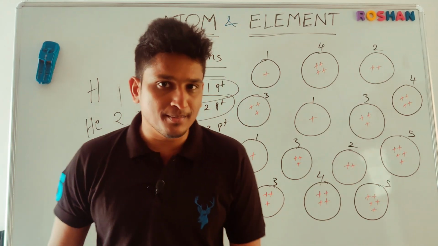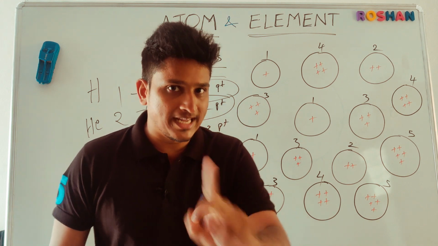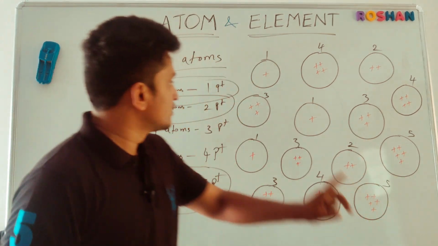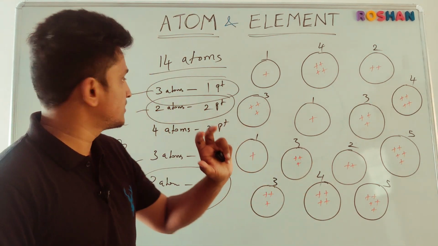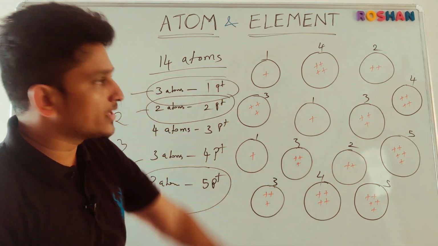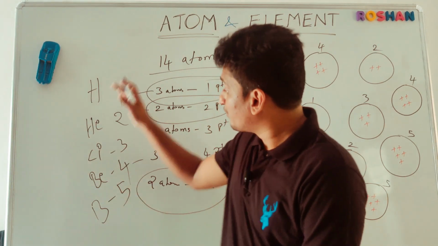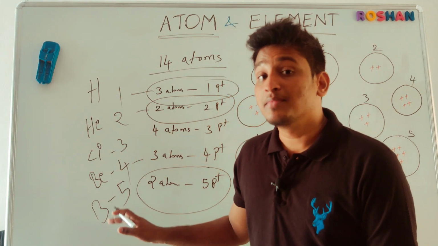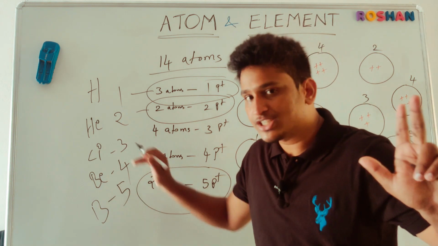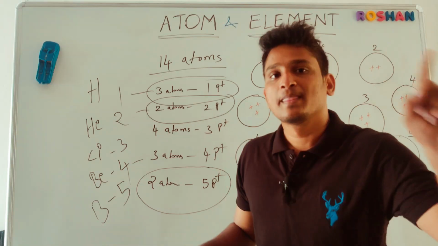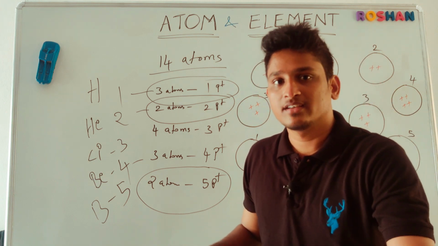Atomic number comes from the number of protons only. Students, listen directly. If an atom has 10 protons, the atomic number is 10. It's a different element. Got the clarity? Now in all these 14 atoms, how many types are there? 5 types are there. How many types? 5 types are there. Each type is called an element. Atom, element, both are the same only.